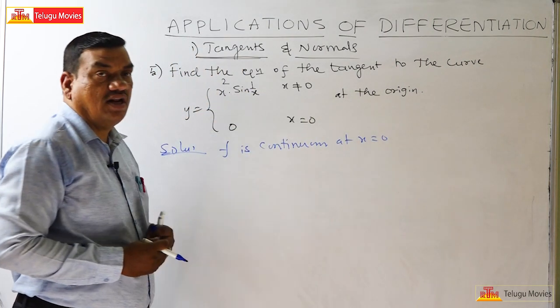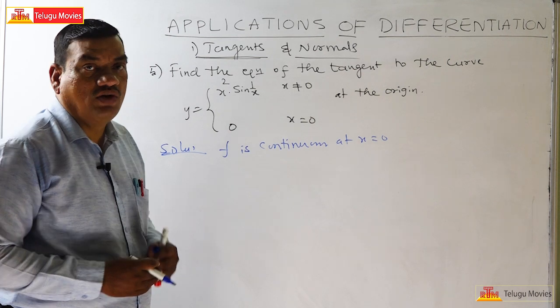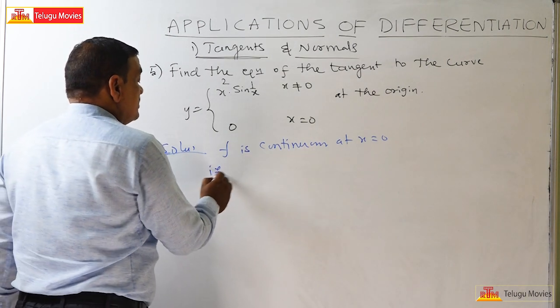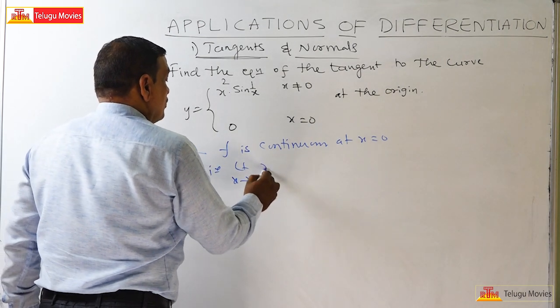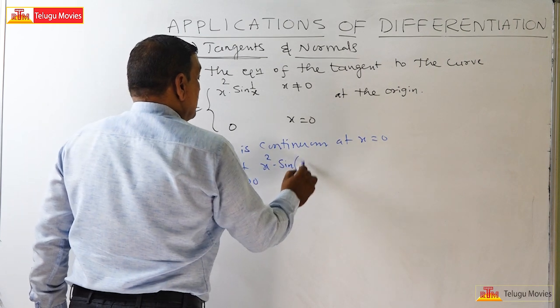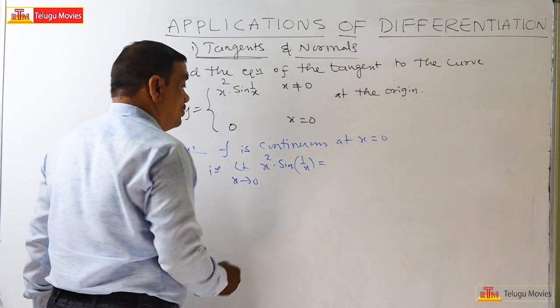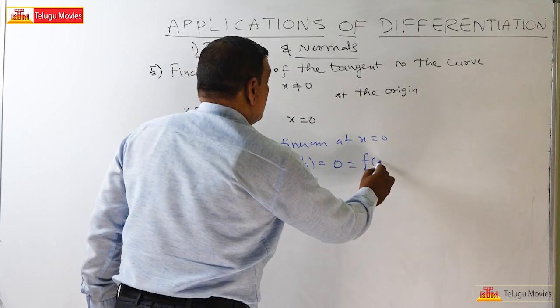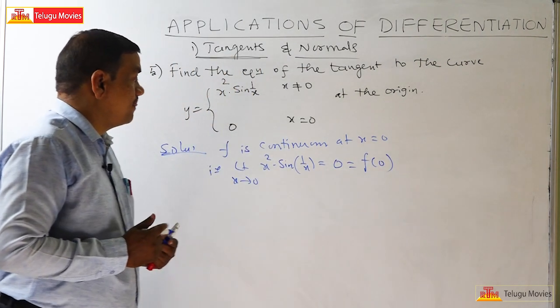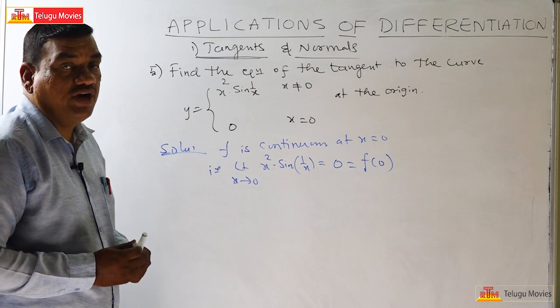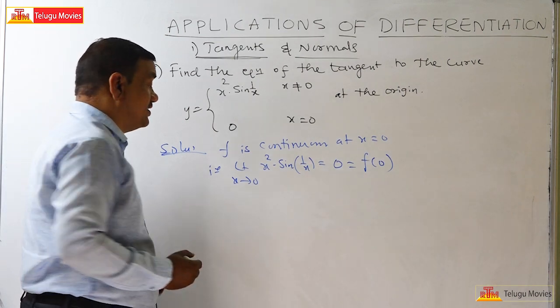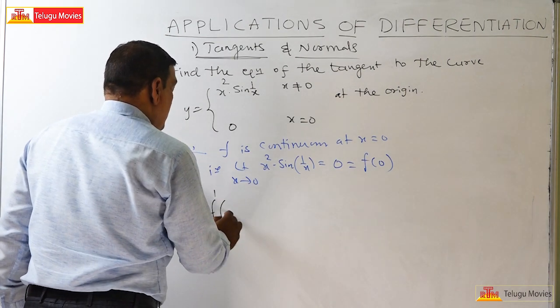Previously we proved this here. LHL is equal to RHL, we proved. That is limit x tends to 0 of x square into sine of 1 by x is equal to 0, that is equal to f of 0. Okay, now let us find out the derivative, the slope of the tangent. That means what? F dash of 0.